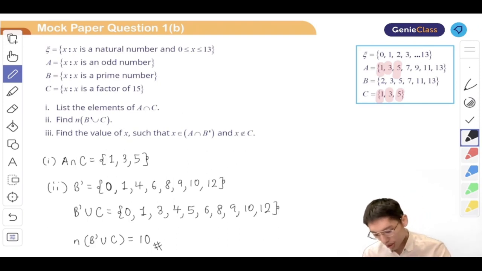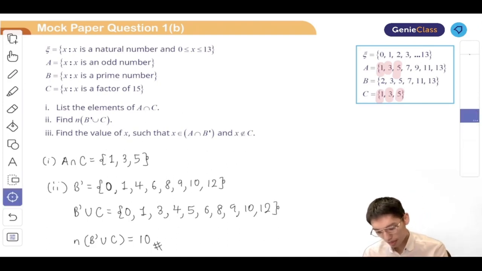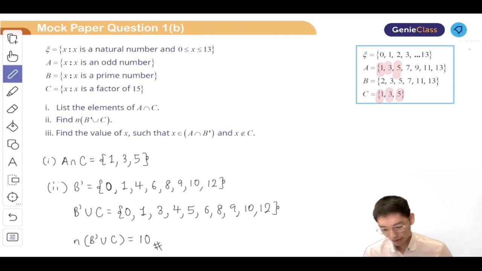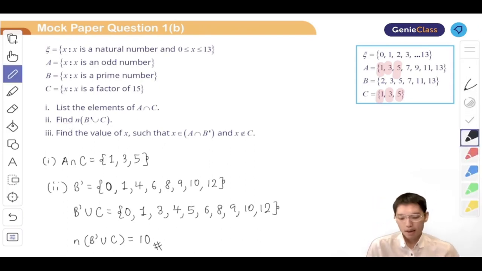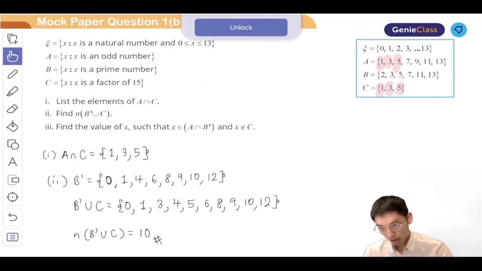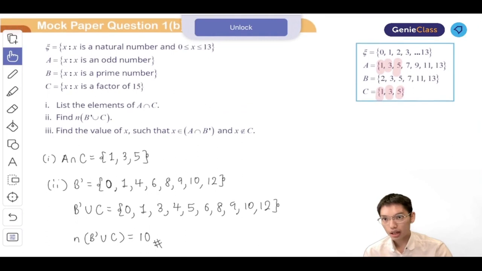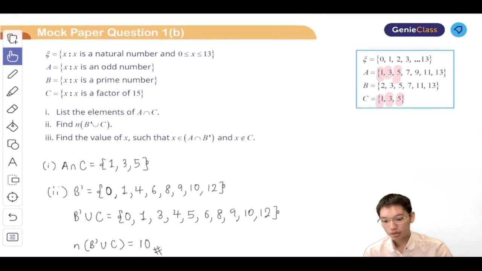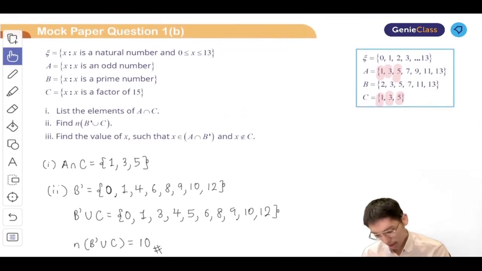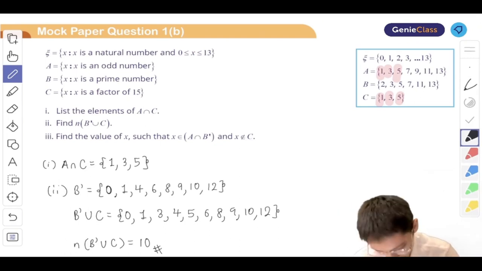Now, the last question is a little bit special, because we want to find the value of x. But what is this x? X is an element that is involved over here. Sorry for that. Let me just shift it down so I am able to see. Sorry for the interruption. Let me just write this somewhere else. Okay.